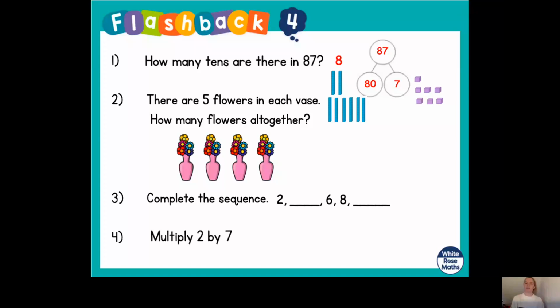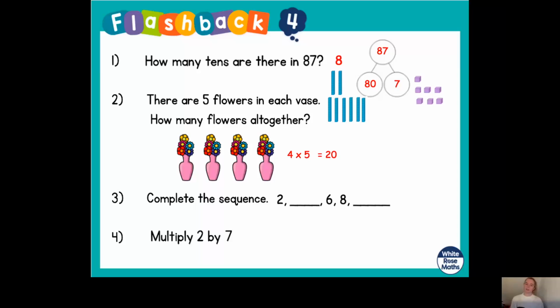Now, number 2, there are 5 flowers in each vase. How many flowers altogether? Well, let's start. How many vases are there? Yes, that's right. There are 4 vases and there are 5 flowers in each vase. So we can write 4 multiplied by 5. Now, let's count up together in steps of 5, 4 times. Are you ready? 5, 10, 15, 20. Stop. We've counted 4 steps. And what number did we get to? Yes, we got to 20. There are 20 flowers altogether.